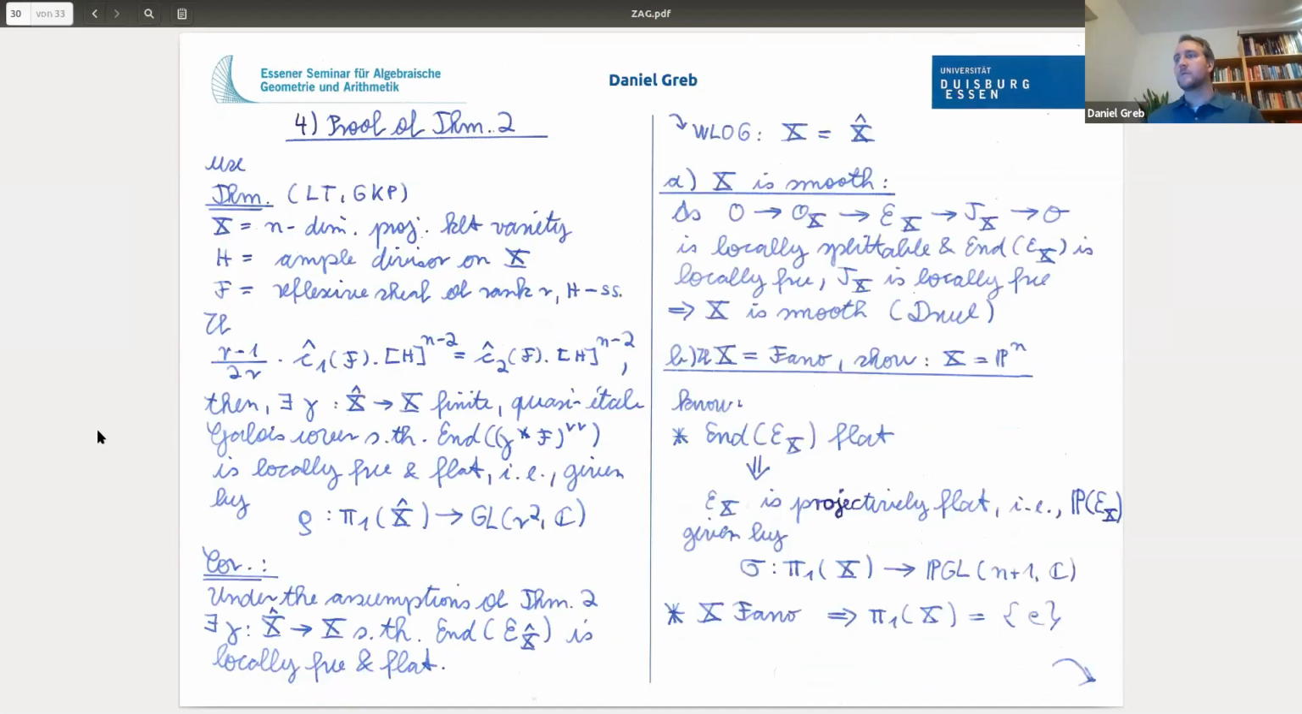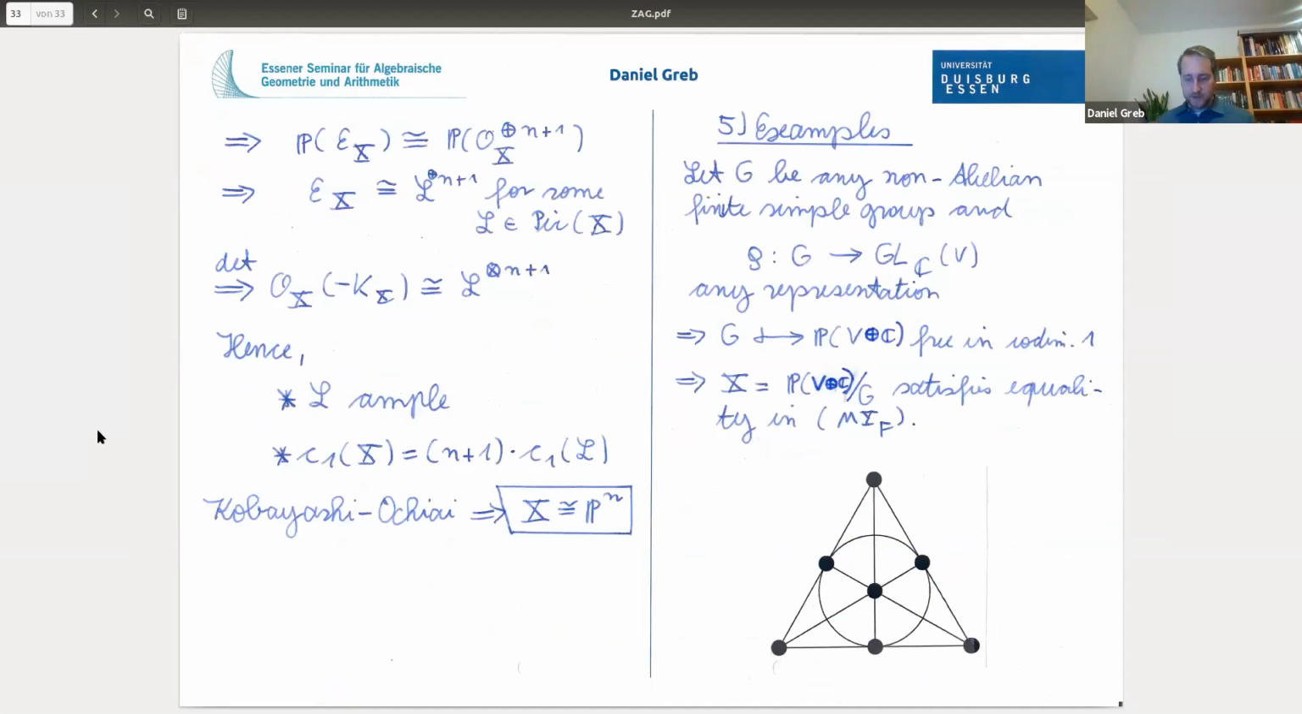Okay, so let me close by explaining to you one thing I really like, namely the way to construct a lot of examples of such Fano manifolds satisfying equality in the Miyaoka-Yau inequality. This is related to non-abelian finite simple groups. The main point here is this condition that you have to act on the projective space with an action which is free outside a subvariety of codimension 2. So you have to exclude stabilizers in codimension 1.